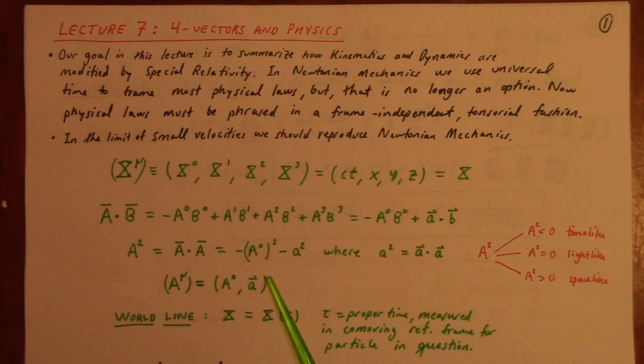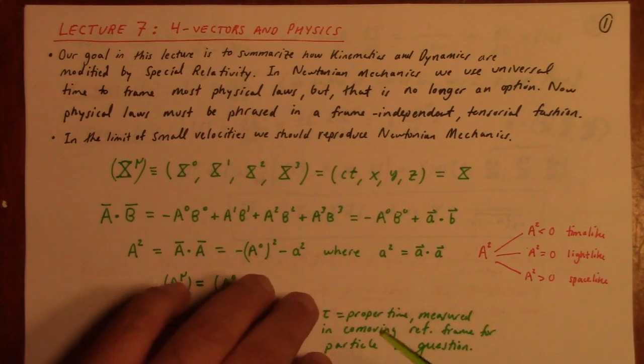All right. You can talk about the square of a 4-vector. That gives you this. And the square of a 4-vector is an invariant. Now this much we can say: if the square of a 4-vector is less than 0, it's time-like. If it's equal to 0, it's light-like. If it's positive, it's space-like.